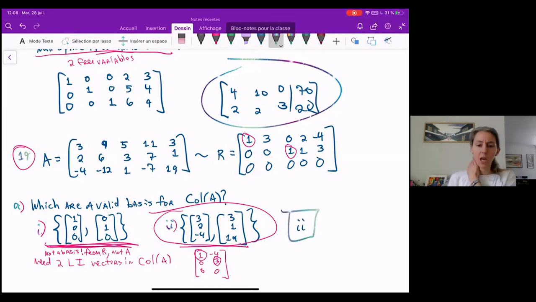Does that make sense? So when we think about what the basis for the column space is, I don't say, let's take the vectors from R. I say, okay, the pivots in R are 1, 0, 0 and 0, 1, 0. Let me take the associated vectors from A. We always go back to A to find our basis for the column space. We're not looking at R.